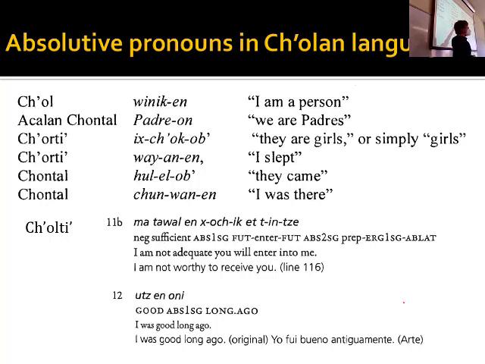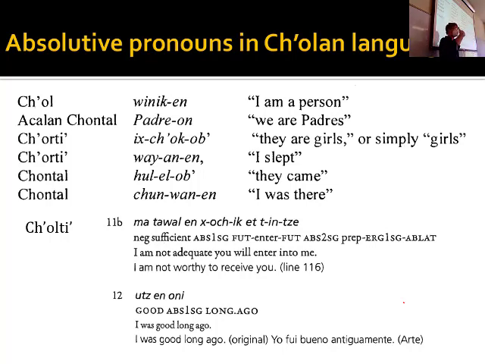Wayanen, I slept or I sleep, where wayan is to sleep, and n is me. It's an intransitive verb to sleep. You don't sleep anyone or anything. You just sleep by yourself. So that requires a set B pronoun. Hulelob, they came. And now ob is plural. Hulel is to come. In fact, this one is like they came, but they didn't come. Or like they're coming, more like that sense.